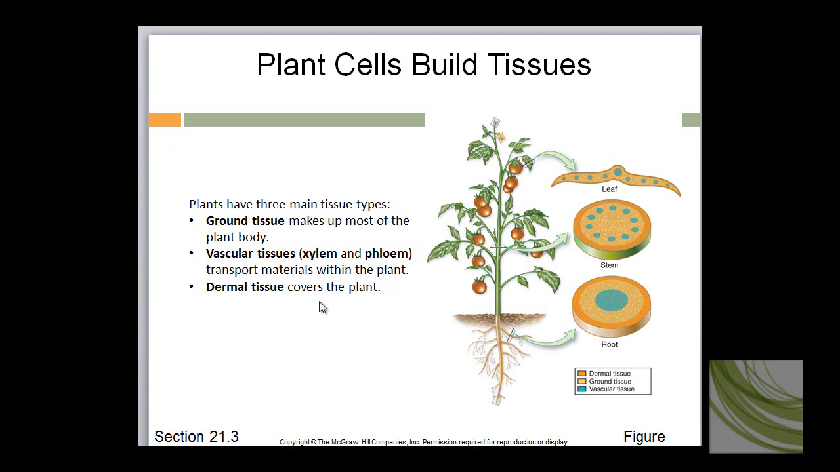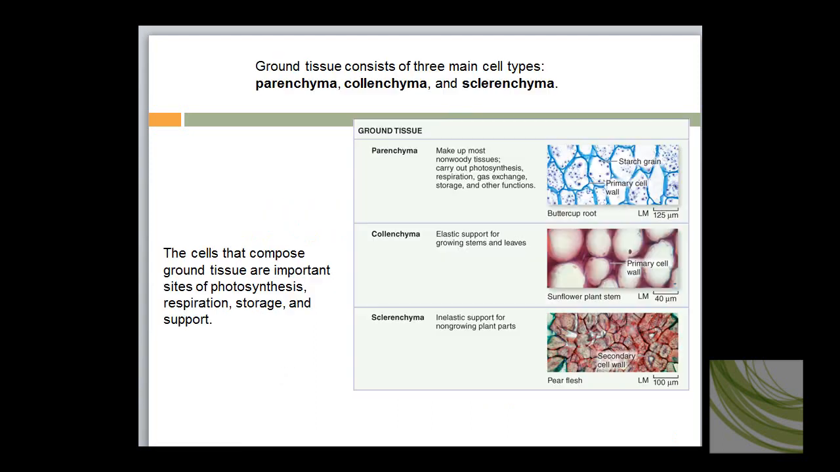And then the coverings of the plants, the dermal tissue, just like we have. We have epidermis that covers us and helps protect us. Plants have dermal tissue as well. Okay? And this little chart over here shows you, like in the roots, the vascular tissue is congregated right in the center. In the ground tissue, it tends to be scattered. Okay? Dermal tissue is the darker stuff. It's primarily your protective coverings, if you will.